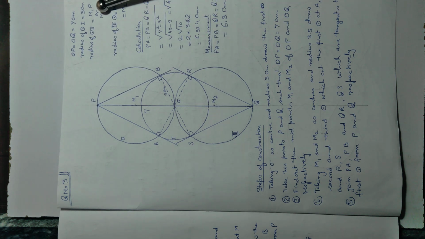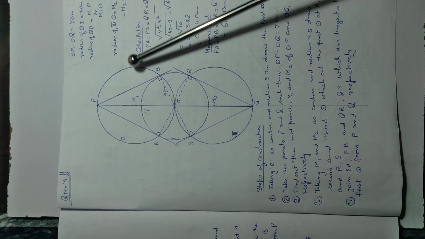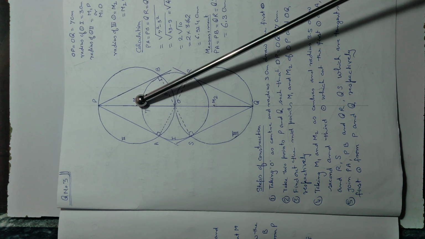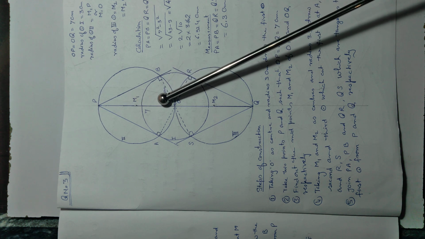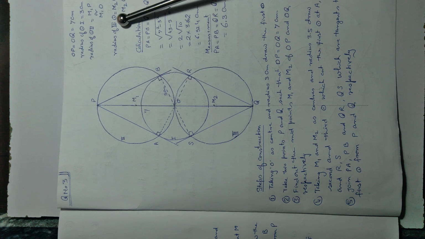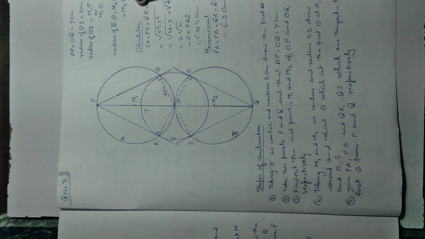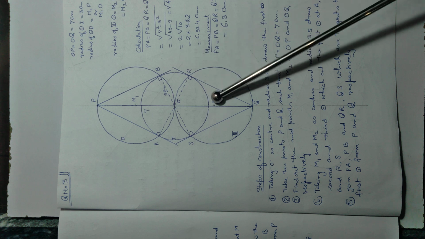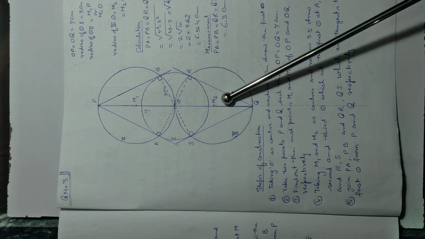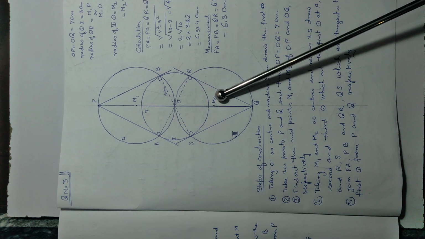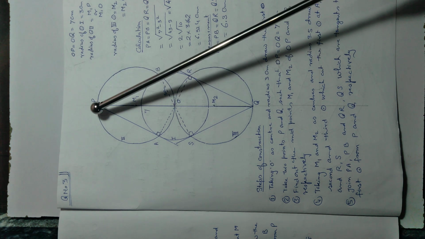Radius of the second circle, that is M1P or M1O. These are the radius of this circle. Radius of the third circle, this is the third circle, that is M2Q and M2O. M2Q or M2O both are equal because this is the midpoint of OQ. OQ का midpoint है M2 और OP का midpoint है M1.